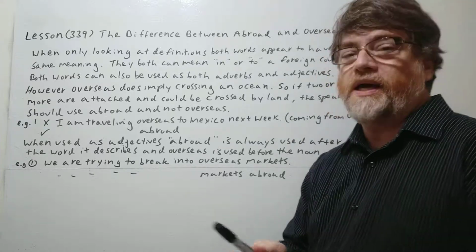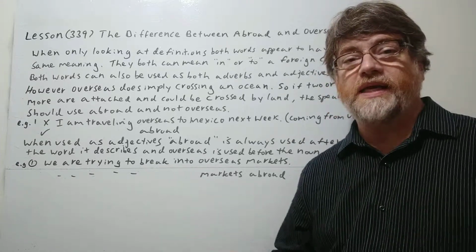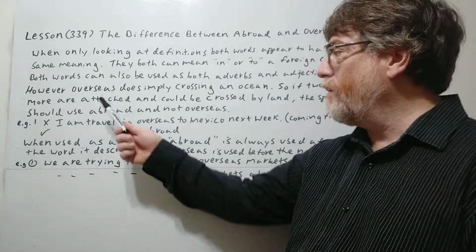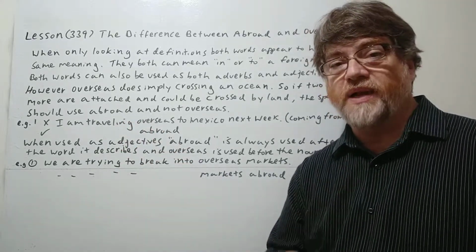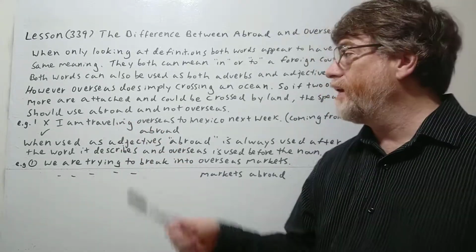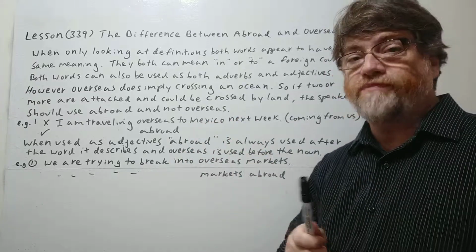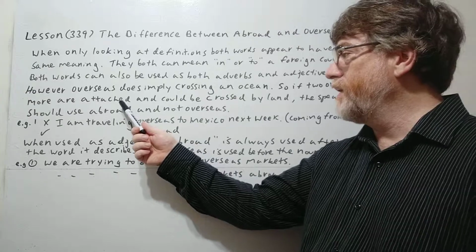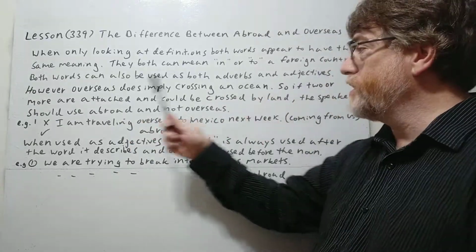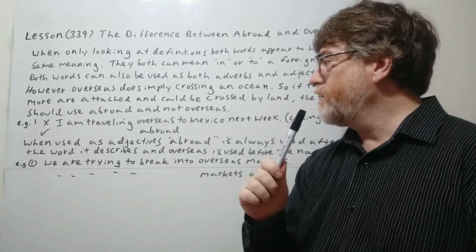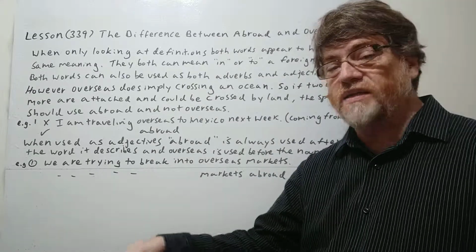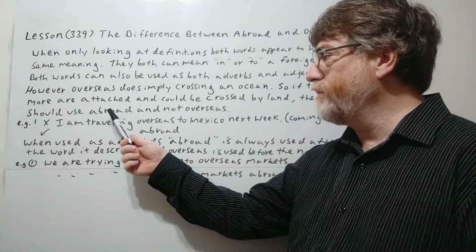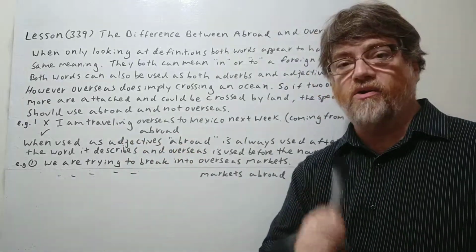Now here is where we're going to finally get into the differences. However, overseas does imply, it does suggest, crossing an ocean. So if two or more countries are attached and can be crossed on land, you should really be using abroad and not overseas.